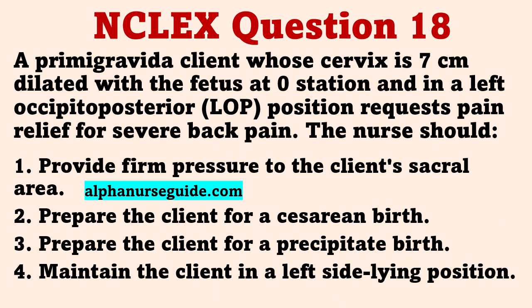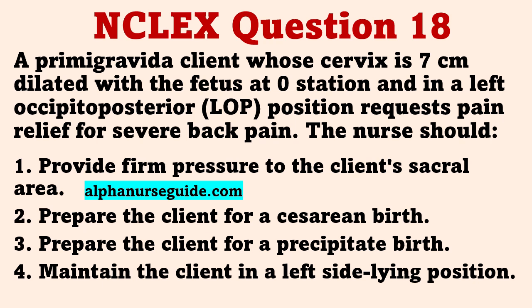A prima gravida client whose cervix is 7 centimeters dilated with a fetus at 0 station and in a left occipital-posterior position requests pain relief for severe back pain. The nurse should: 1. Provide firm pressure to the client's sacral area. 2. Prepare the client for a cesarean birth. 3. Prepare the client for a precipitate birth. 4. Maintain the client in a left sidelying position.